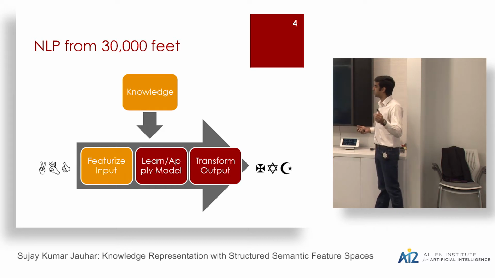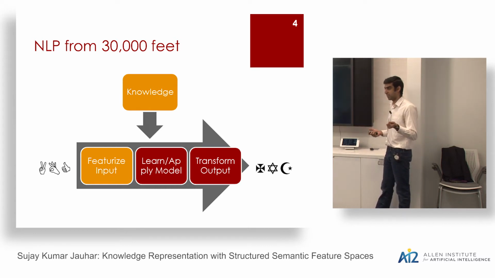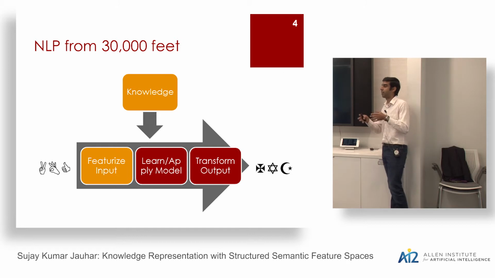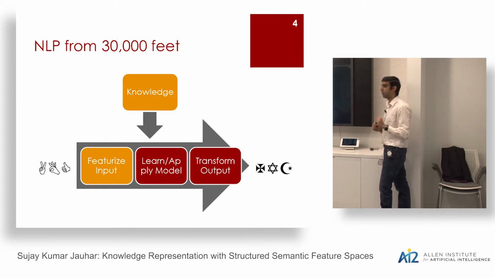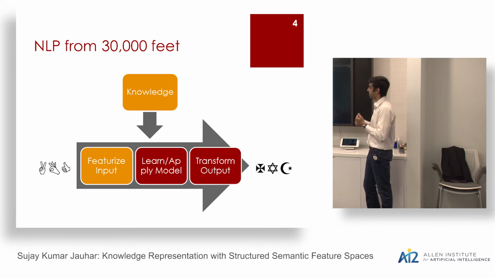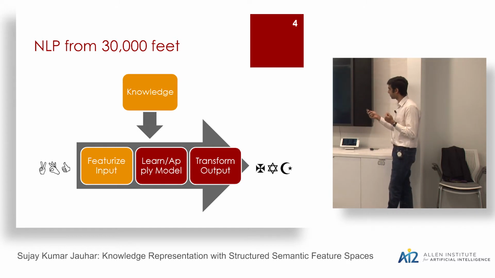It takes an input set of symbols. It featurizes them in a certain way. Then in the machine learning context, it learns or applies a model to this featurized input. And then it decodes or transforms this input into the output set of symbols that you care about. And throughout this process, there is some overarching knowledge that sits above and guides this process. And my research actually sits right at the start of this pipeline in featurizing the input, and specifically in the relation between that featurization and knowledge.